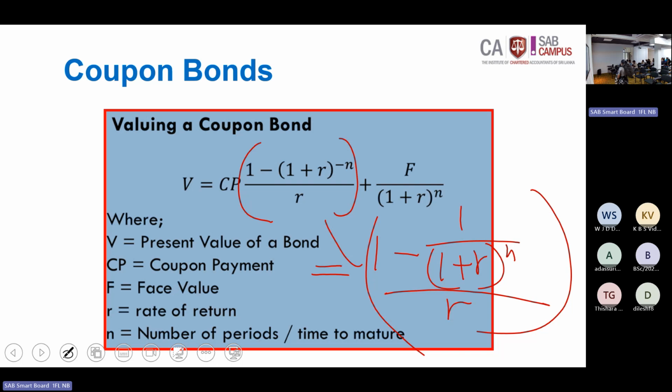Right? Why have we taken this to the upper part of the equation by including it as a minus? Because 1 divided by (1 plus r) to the power n equals (1 plus r) to the power minus n. Okay, hope it is clear. The valuation part is clear. So CP is an annuity. Therefore, we can multiply it by the annuity factor and take the present value of the cash flows.